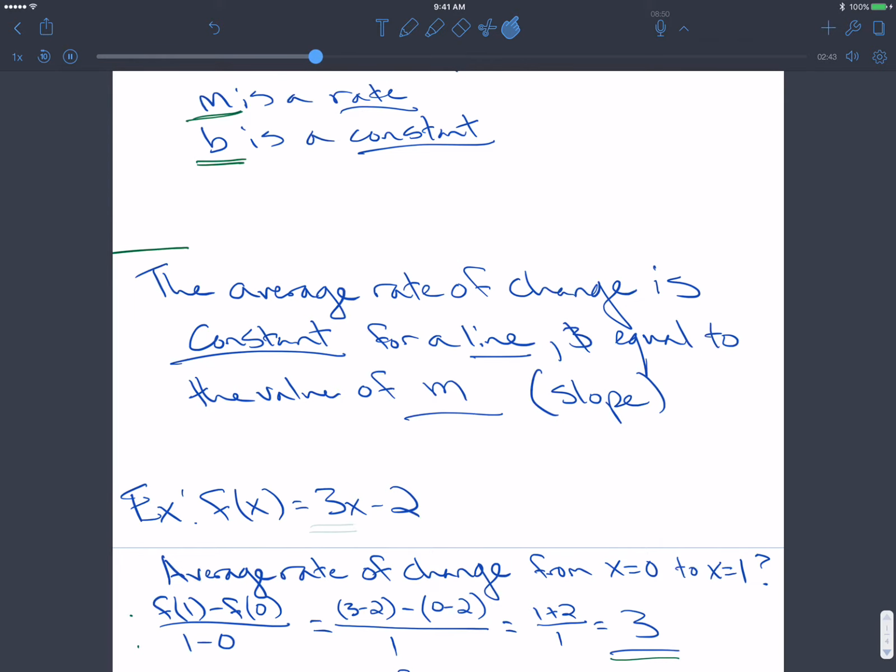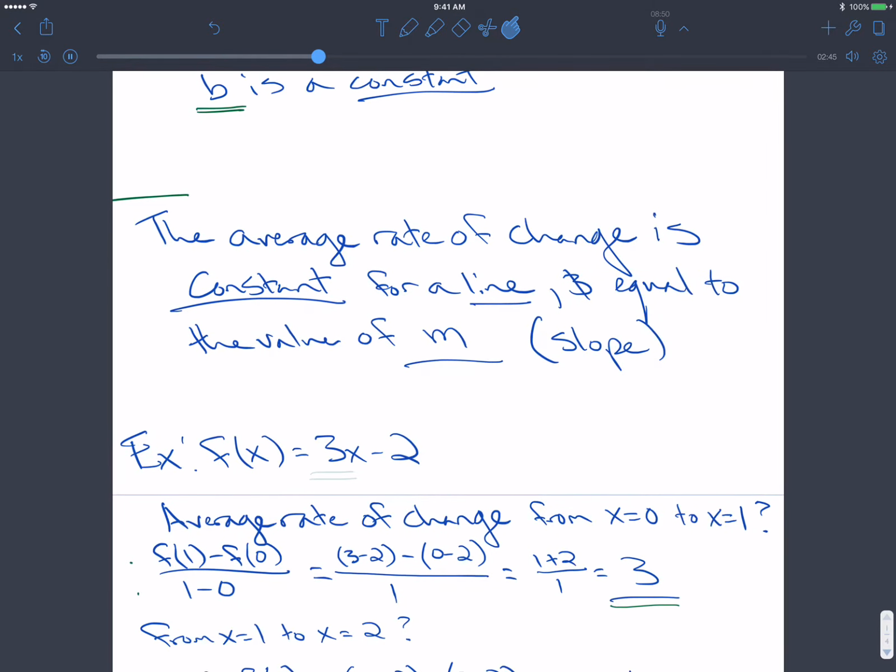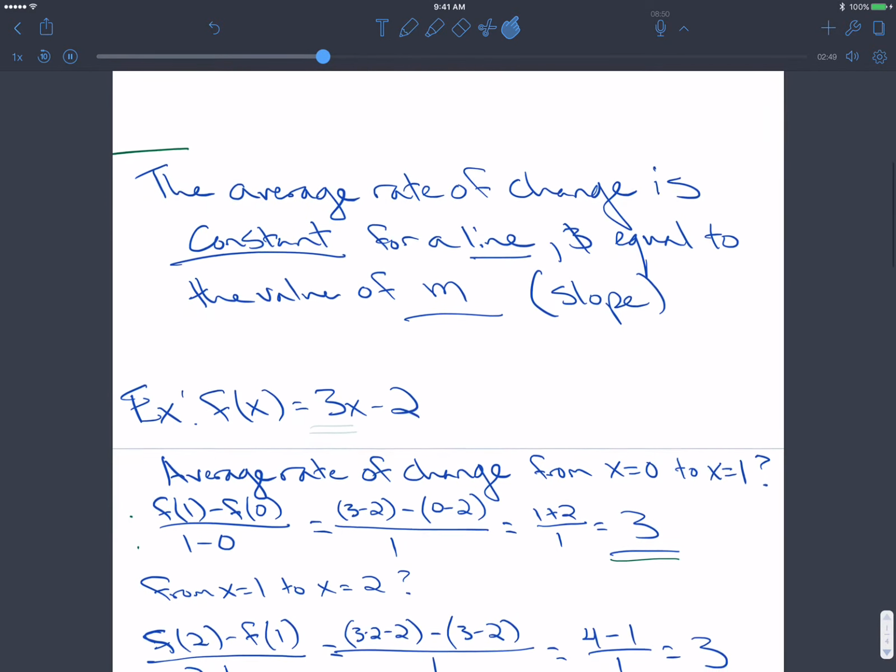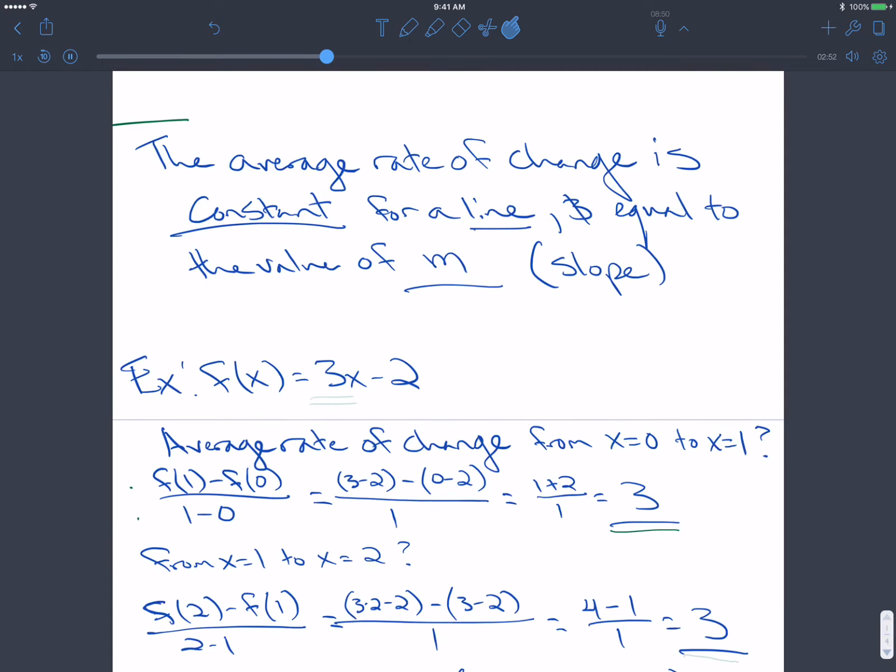And from x equals 1 to x equals 2, just to try other values, see that they are in fact the same. F of 2, we have 4. F of 1, we have 1. 4 minus 1 gets us a 3 over 1. Again, we have 3 for our average rate of change.